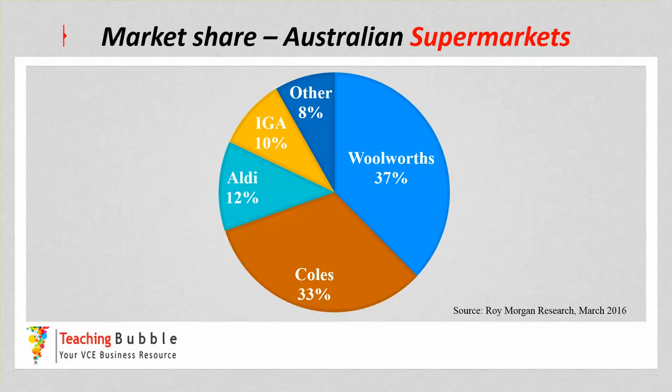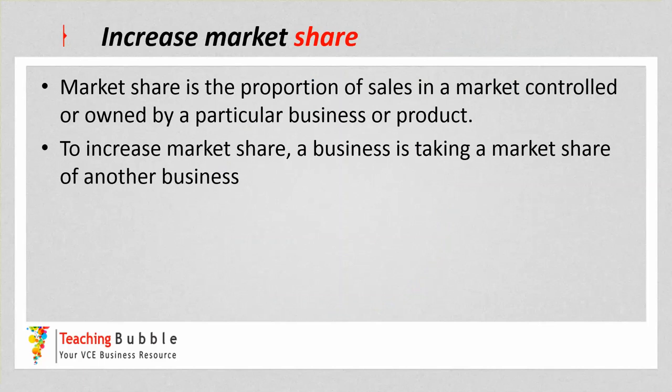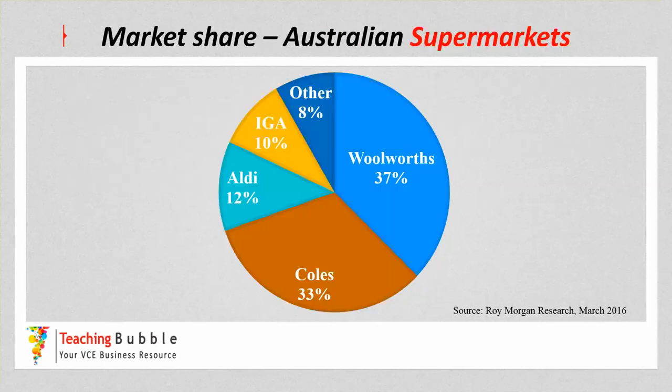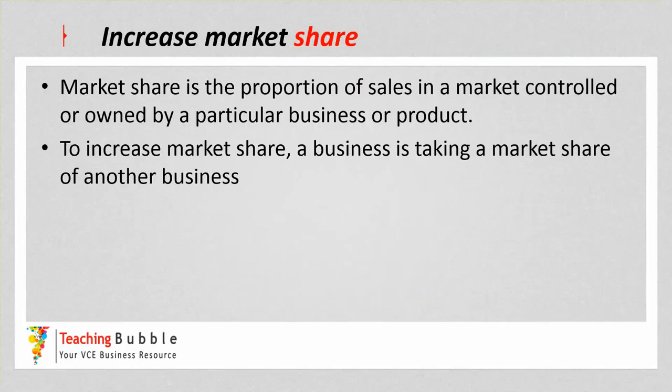And so to increase market share, which is one of the main objectives of businesses, the business is taking market share away from another business. So if we go back to this pie chart, we're looking here again, Woolworths, if it's 37%, let's say they were to increase their market share to 38 or 40%, that would mean that they are taking market share away from some of their other competitors. And it could be a combination of all of them. So that's one of the main objectives of a business.